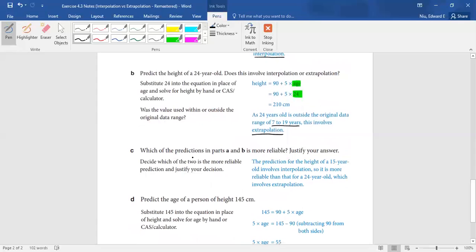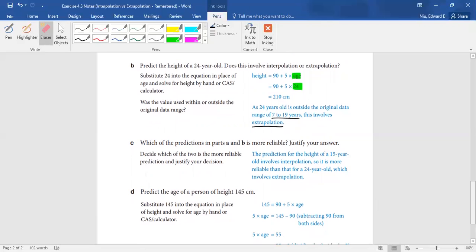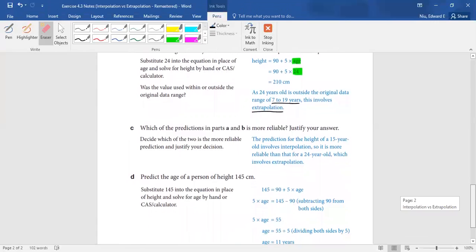Next one, which of the predictions in parts A and B is more reliable? It's always going to be interpolation. So part A, because the 15-year-old is actually in that data set we collected. A 24-year-old is what we're speculating if the trend continued beyond 19 years of age. Obviously, 210 centimeters for a 24-year-old, right? You're almost a legitimate 7-footer. That's pretty unlikely to be the average for a 24-year-old. So that's highlighting the inaccuracy of the line beyond the age of 19.